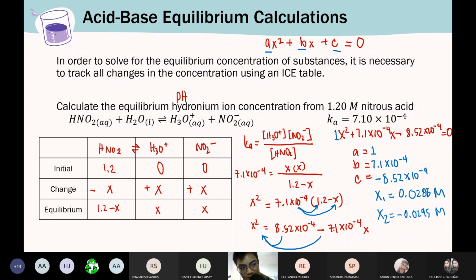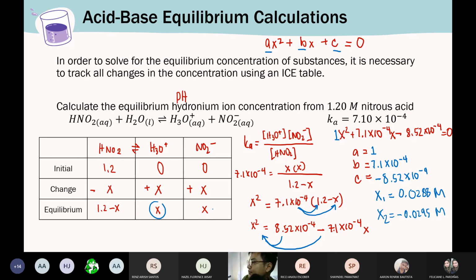What else? Bakit hindi pwede yung negative 0.0295? Okay, the more concise answer is walang negative na concentration. Yan, walang negative na concentration and correct yan na kapag yung negative yung plug-in natin dito, negative yung amounts nila. Tama yun.